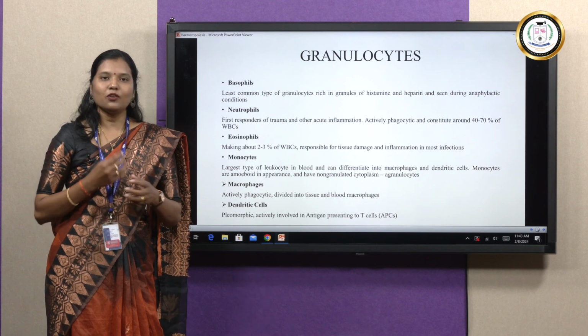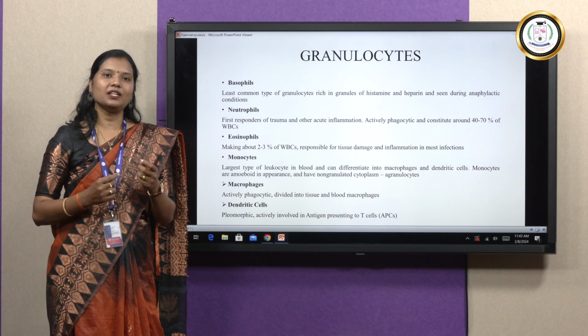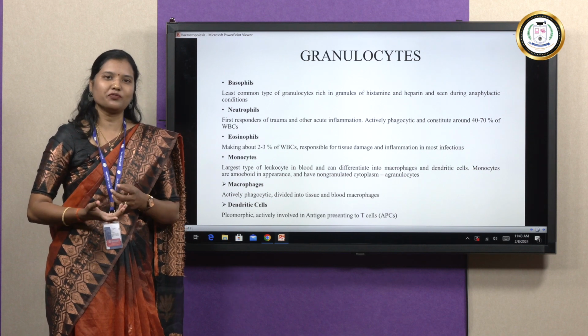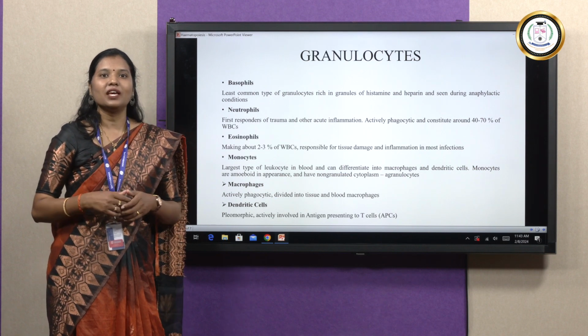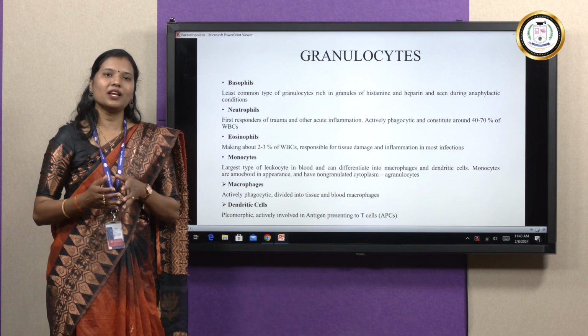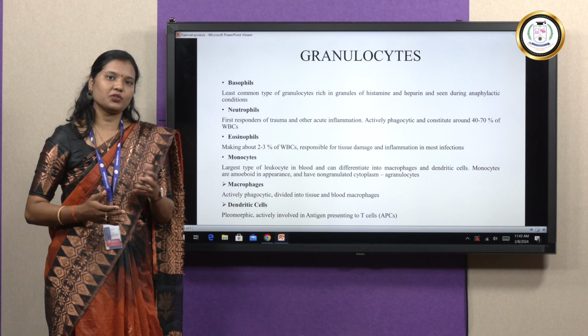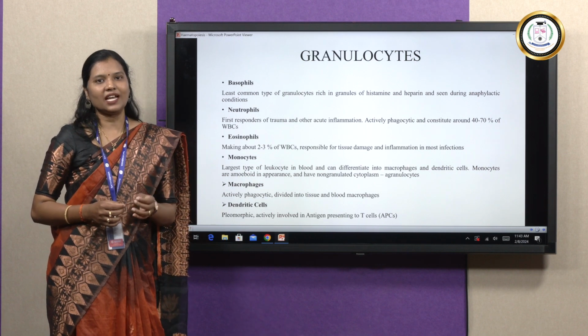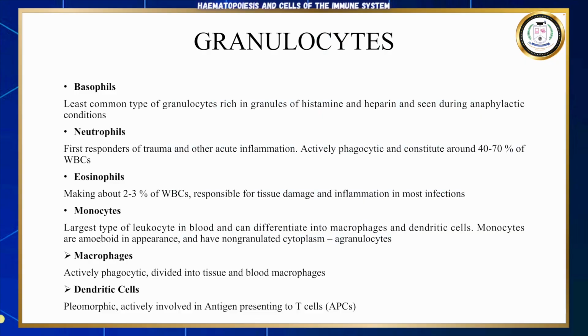So when we go for a differential leukocyte count, if we tend to see more amount of eosinophils in our body, it indicates that we have an allergic reaction going on inside our body. And eosinophils are more related to the IgE antibody, which is also called the allergic or reaginic antibody. Coming to monocytes, this is the largest type of leukocyte ever known, and these monocytes are usually amoeboid in structure.